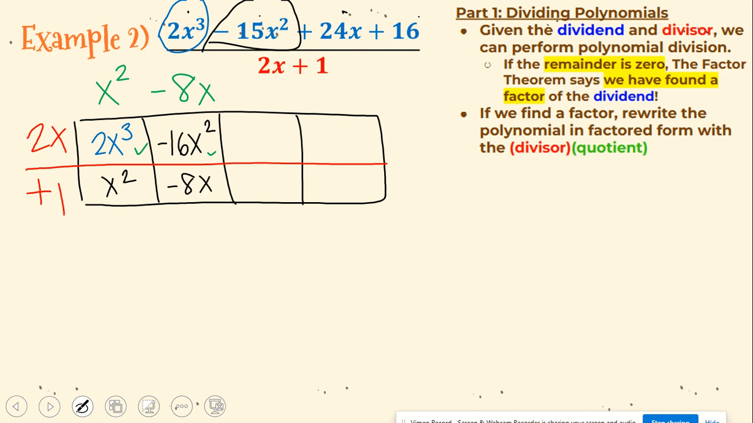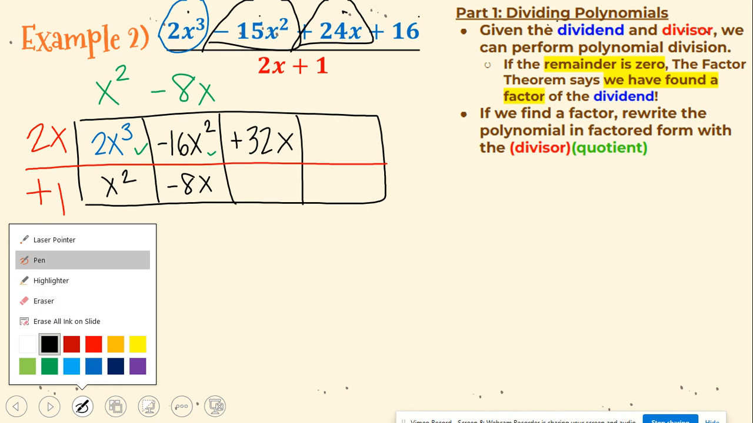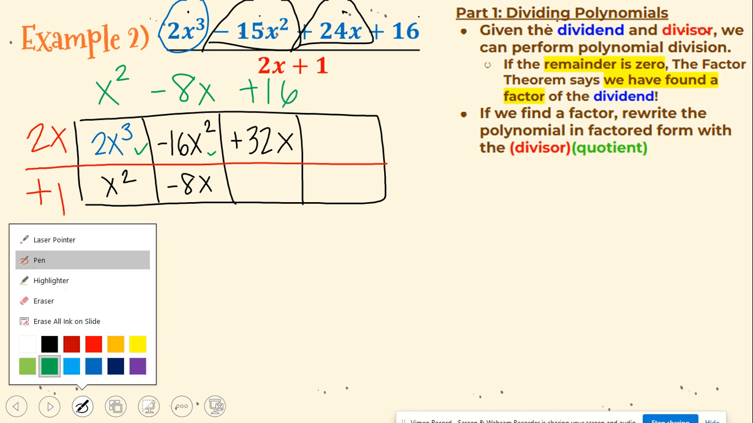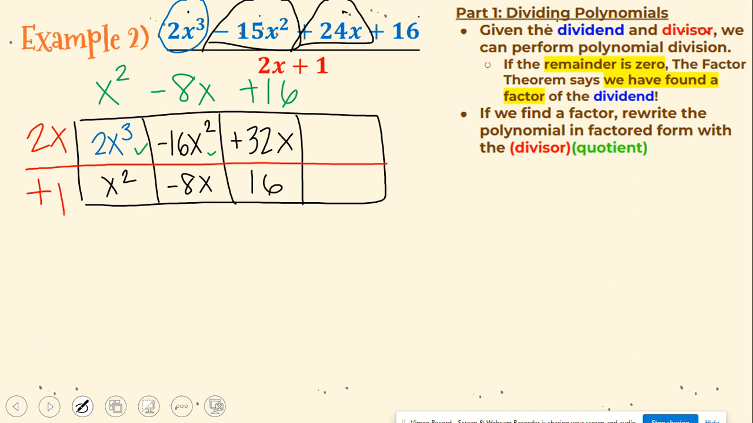So I have -8x, but I need 24x. So that means I'm going to need to add 32x. 32, what 2x times what equals 32x? That's going to be 16. I don't need an x because it's already accounted for in red. 16 times 1 gives me 16. Oh, look, that was the last term anyway, so I don't need to add anything, which means my remainder is 0.